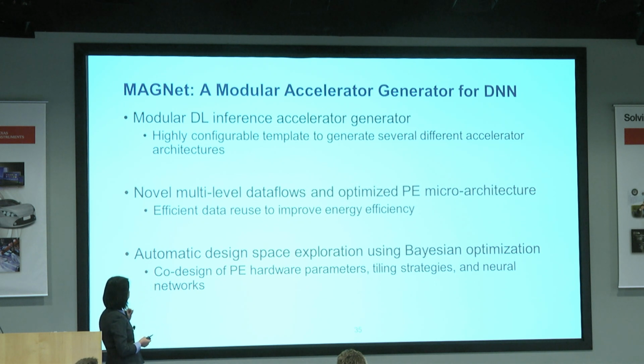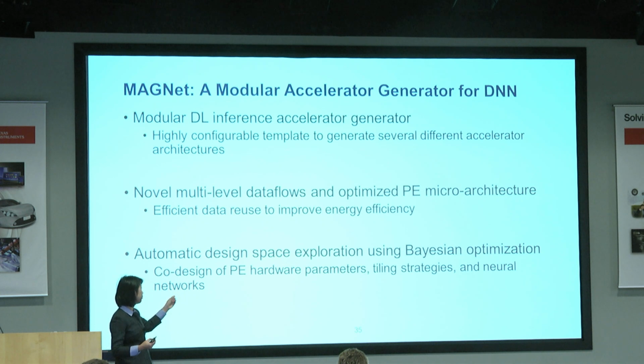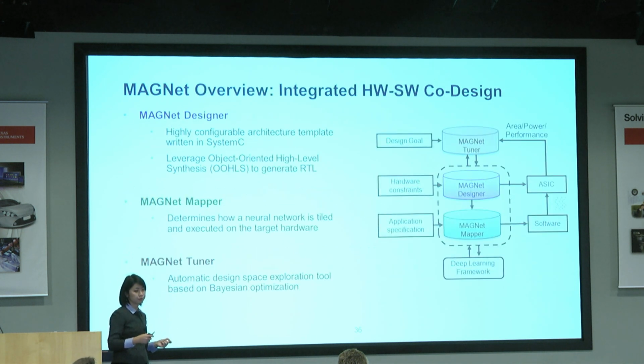We'll also highlight one of the dataflow optimizations we did on the multi-level dataflow, to optimize our processing element architecture and improve energy efficiency. And finally, we'll also mention the way we do design space exploration to understand how the hardware parameters, compilation or mapping parameters, and deep learning parameters affect the power, performance, and area breakdown of our system.